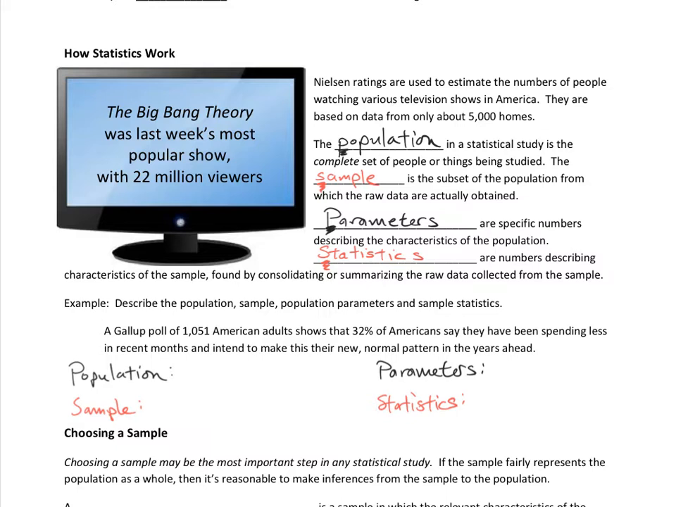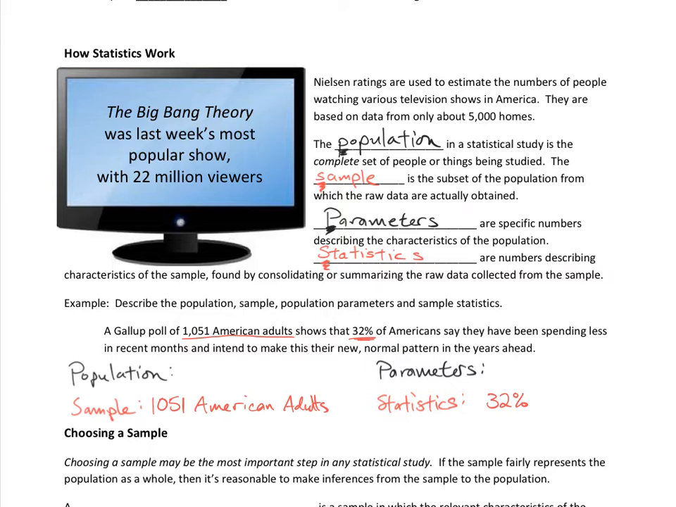So the sample here consists of 1,051 American adults. And it's important to have this unit here, American adults. That way we know exactly who we're talking about. And the only other number that we have right now is that of those 1,051 adults, 32% say they've been spending less money in recent months.